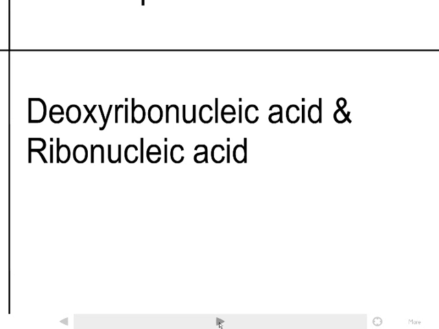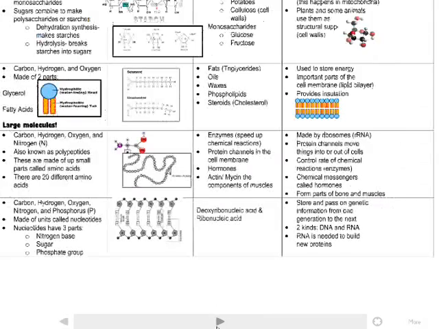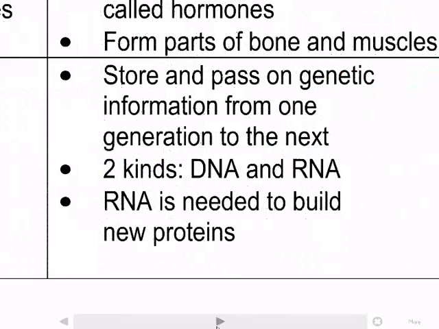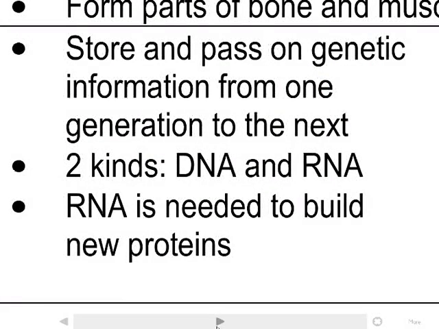The function in living things for nucleic acids are that they store and pass on genetic information, which are your traits, things like eye color and hair color, and they pass it on from one generation to the next. So nucleic acids are used to transfer that genetic information. There are 2 kinds, DNA and RNA, and RNA is special because it is used to make new proteins.